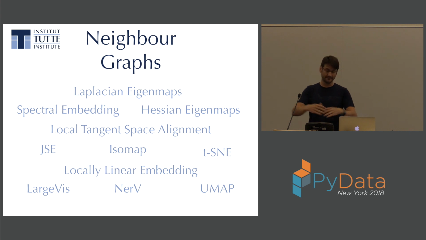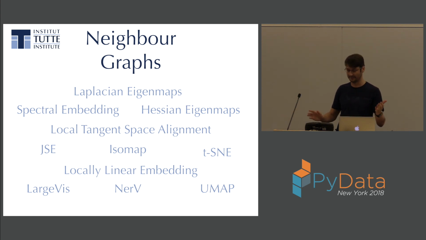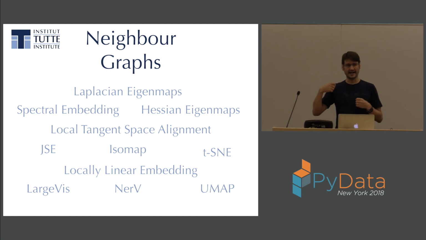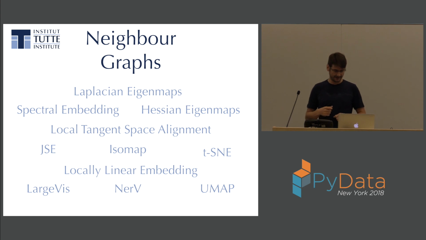Neighbor graphs is, again, a very broad class of techniques. This is everything from spectral embedding to t-SNE to LargeVis. UMAP falls in this category as well. These are all basically built around an idea that you're going to build a graph out of your data and then you're going to embed that graph in a low dimensional space, and at the end of the day that's all you're really doing. All the detail comes into how you construct the graph and how you lay out that graph.